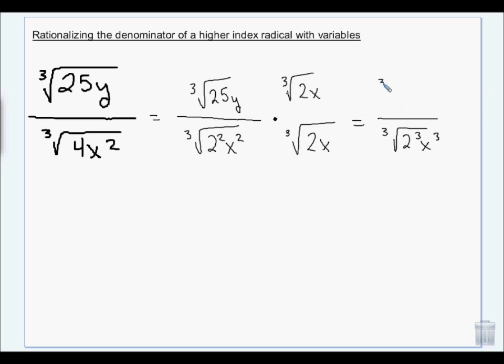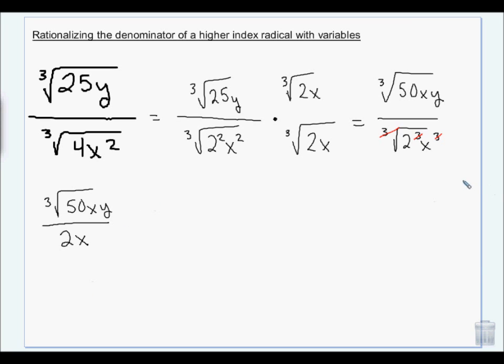And this would be the cube root of 50xy. And now the cube roots of thirds will go away, so my denominator would be 2x, because these cubes cancel with the root. Then I need to look at my numerator and see if there are any cubes in there, which there aren't, because 25 is 5 times 5 and times 2 is 50, so there are no perfect cubes in there. So that's 50xy.